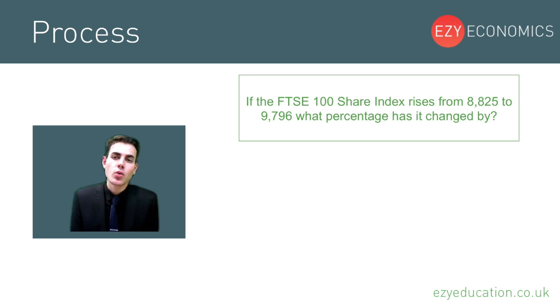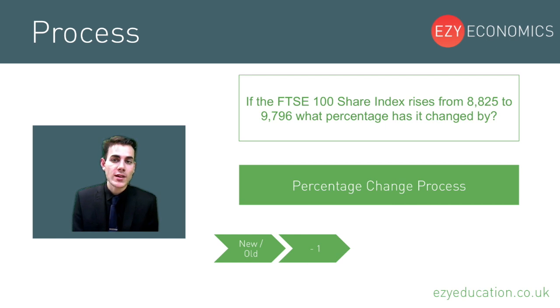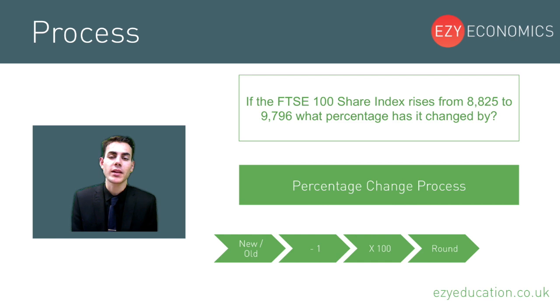So if you don't quite understand how to calculate a percentage change, it's easy to break it down into simple, clear steps to help you understand the complications behind calculating a percentage change. We call this the percentage change process. We first of all start by doing the new value divided by the old value, then we subtract 1 away from that particular value. We then multiply by 100 to convert it into a percentage form, round to 2 decimal places, and that gives us our answer.